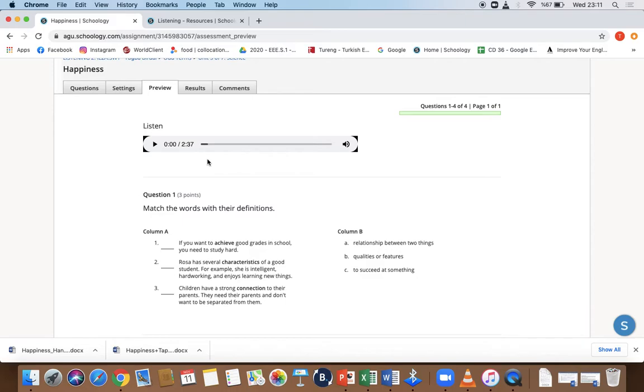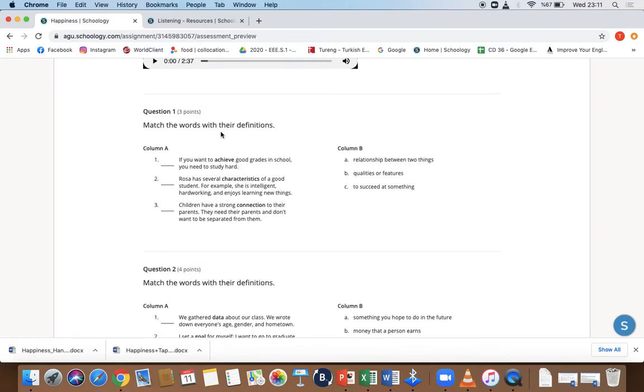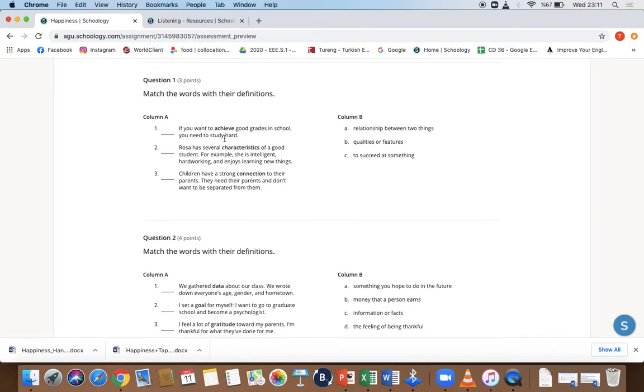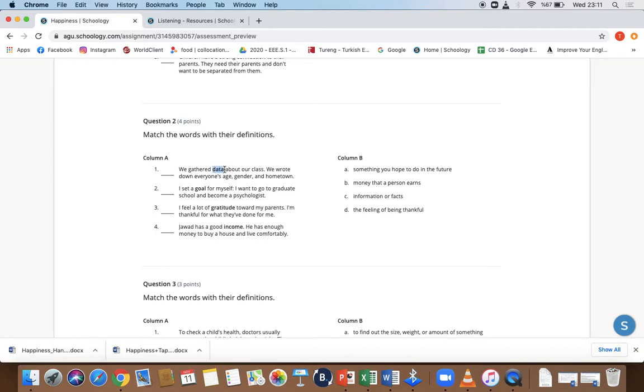We have an audio, so before you start doing the test, you should listen to the audio and match the words with their definitions. Let's look at the words. The first words are achieve, characteristics, and connection. And here we have three definitions: data, goal, gratitude.